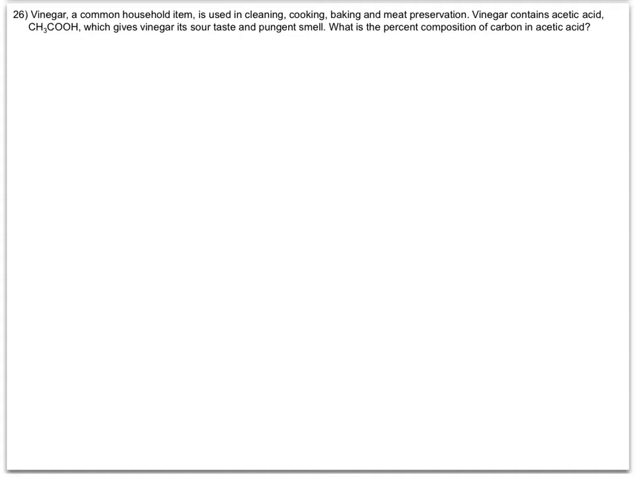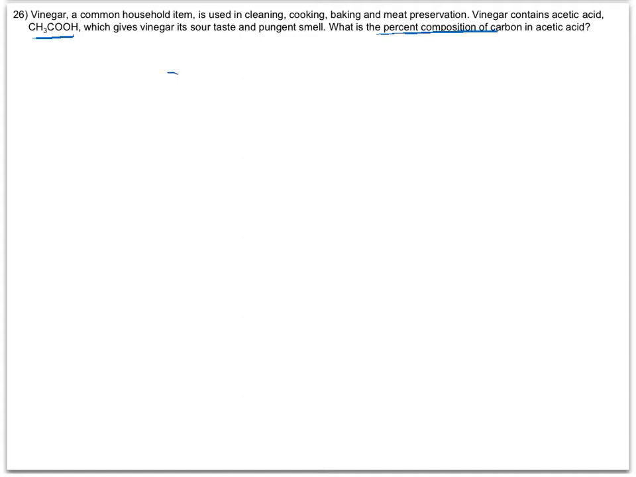Okay. Number 26. Vinegar, a common household item, is used in cleaning, cooking, baking, and meat preservation. Vinegar contains acetic acid, CH3COOH, which gives vinegar its sour taste and pungent smell. What is the percent composition of carbon in acetic acid? Well, in order to find percent composition of carbon, we have to find the molar mass of CH3COOH.